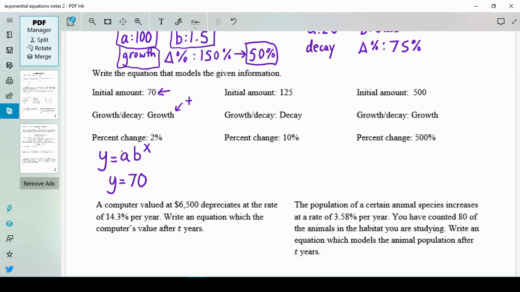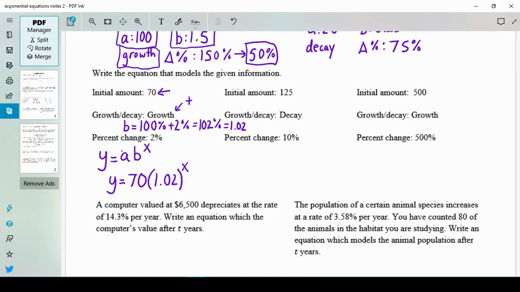Our b value, we're going to have to do a little bit of work. So we know this is a growth, so we're going to take our 100%, and if it's a growth, we're going to add the 2% we've got, which is 102%. But remember, we're not writing percentages, we're writing this as a decimal value. So we're going to take our decimal point and move it 2 units to the left. So that would give you 1.02 as your b value. So that means our b value is 1.02, and that would be raised to the x power.